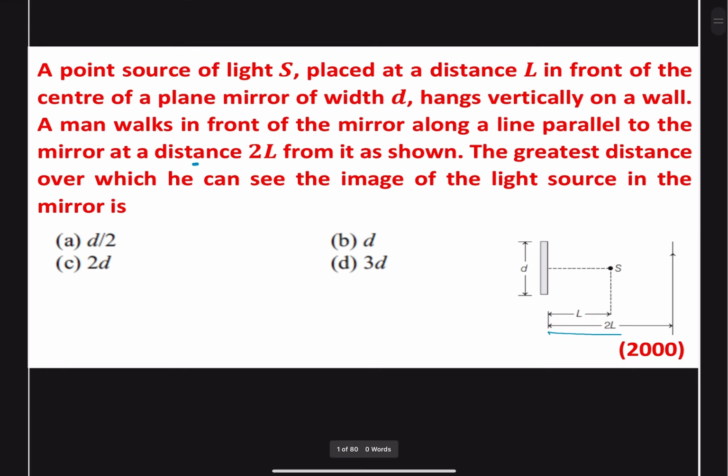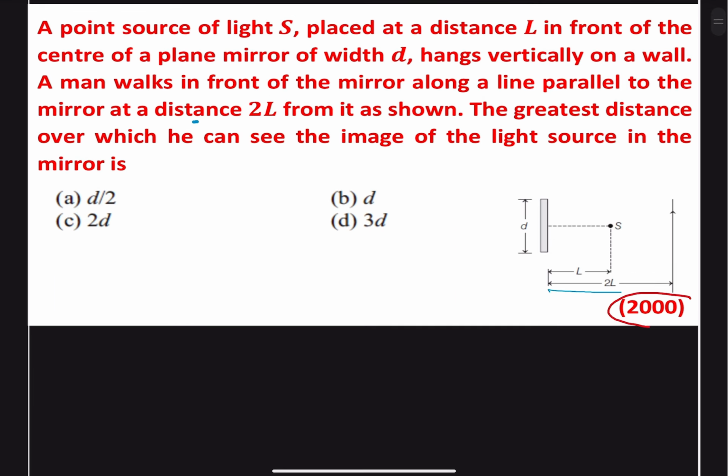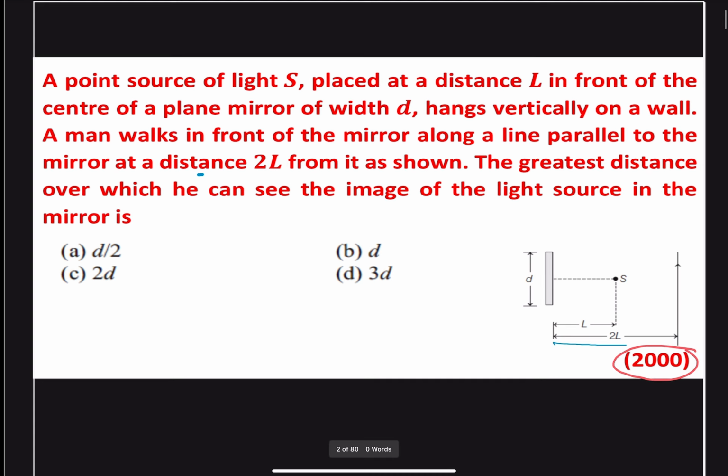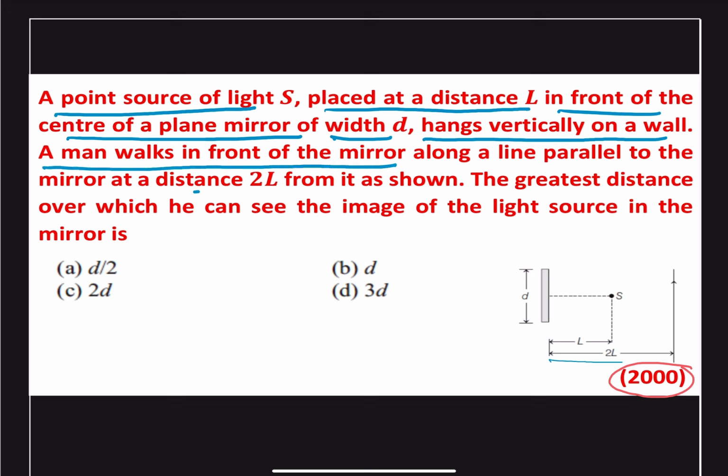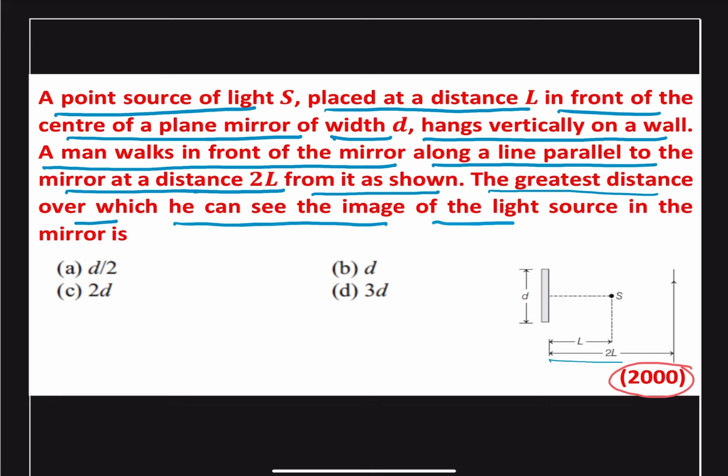So in the first question, which was asked in the year 2000, it states that a point source of light S is placed at a distance L in front of the center of a plane mirror of width D, which hangs vertically on the wall. A man walks in front of the mirror along a line parallel to the mirror at a distance 2L from it, as shown. The greatest distance over which he can see the image of the light source in the mirror is... So we are given this figure.